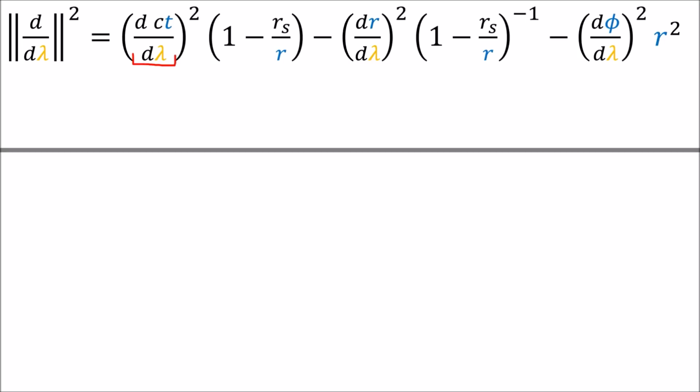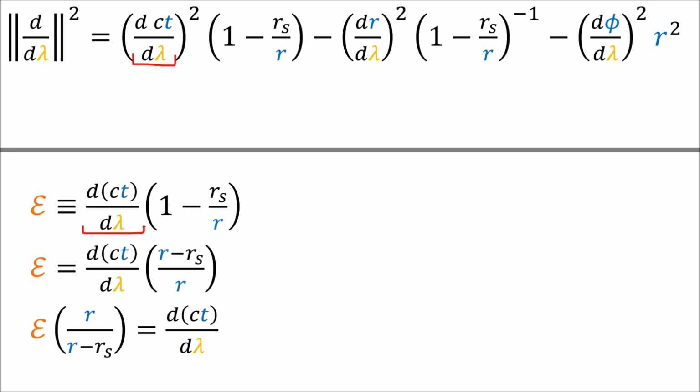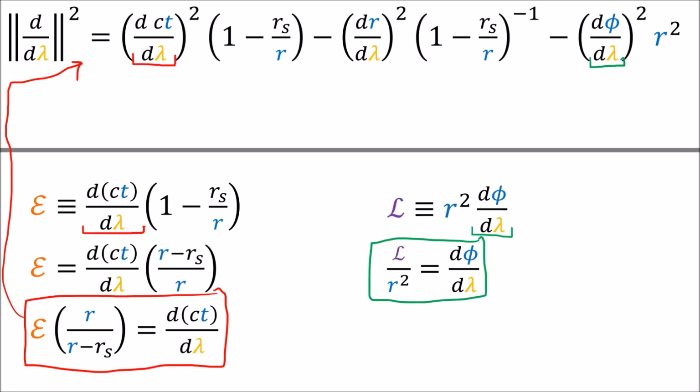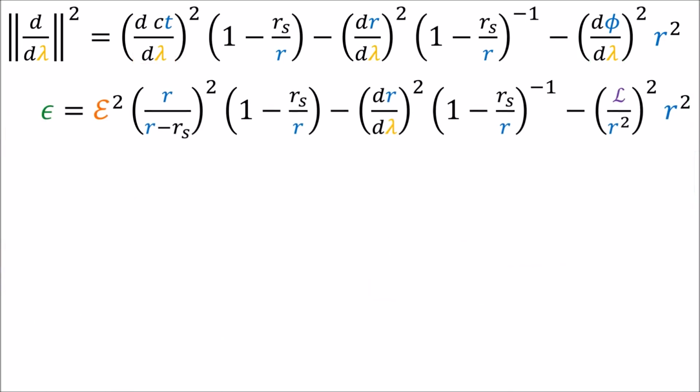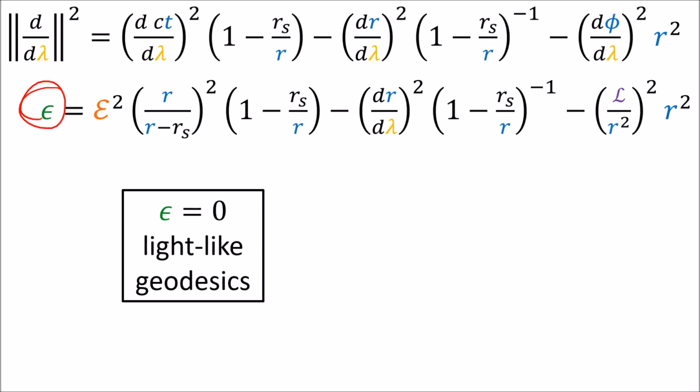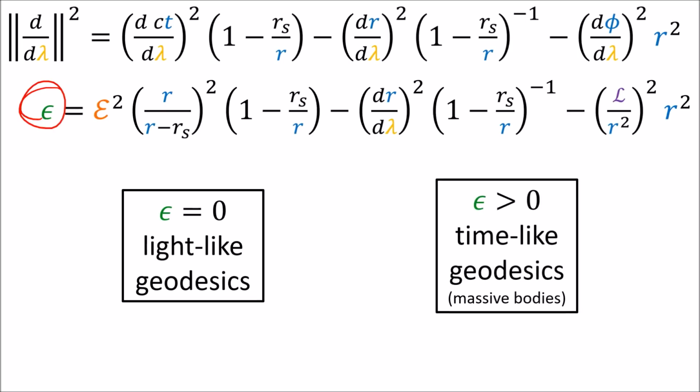Notice that the derivative of ct also lives in our energy constant of motion. With some algebra, we can solve for the derivative of ct. The derivative of phi can also be solved for using our angular momentum constant of motion. We can now plug these in to get this. As a final step, we can set the squared length of our tangent vector equal to a number epsilon. This number is 0 for lightlike geodesics, and positive for timelike geodesics that massive bodies follow.